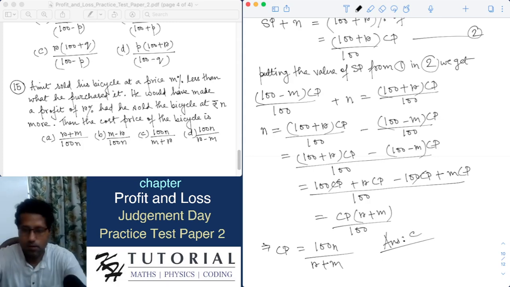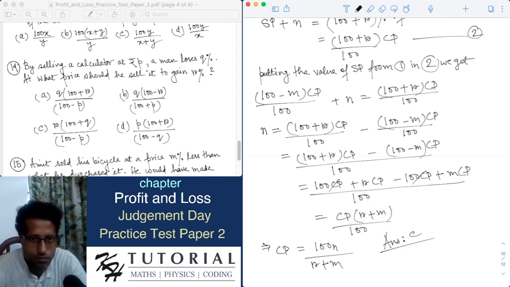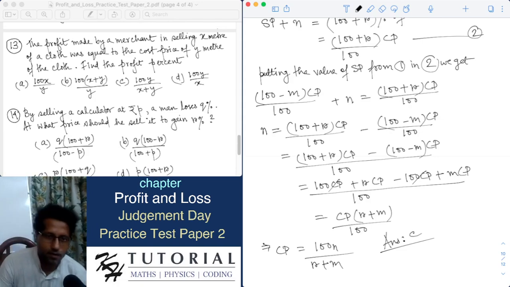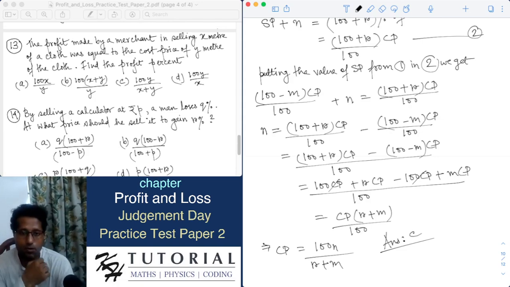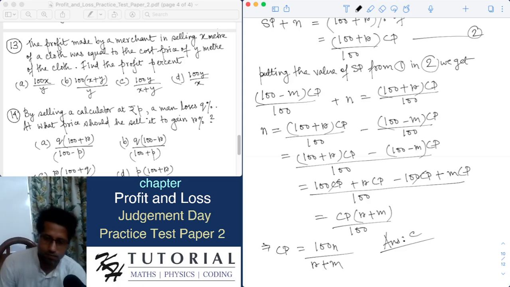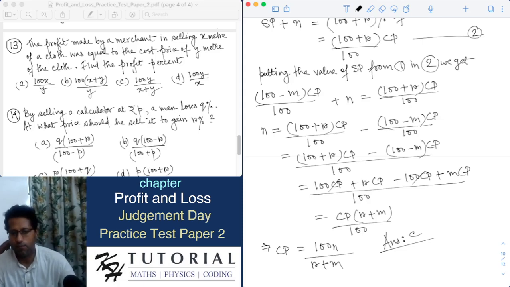So this brings to the end of solving practice paper number 2. I hope this set of problems will really test your understanding of the fundamental concepts of profit and loss. To solve problems on profit and loss, your concept of percentages and ratio and proportion should also be very good. And you should be well aware of all the previous chapters covered before profit and loss, and have a good practice of the problems from those chapters.